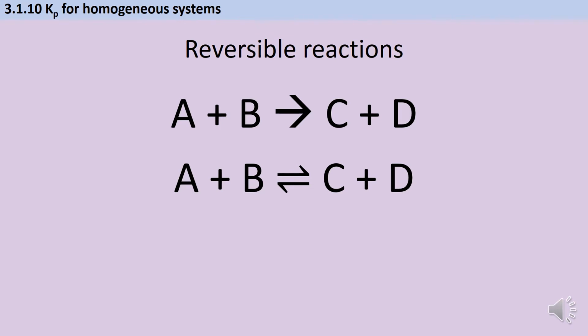So in a chemical reaction, the reactants, here represented as A and B, react together to form the products, C and D. And if a reaction is reversible and those products are able to react together to turn back into the reactants, then we show this with this reversible reaction arrow.